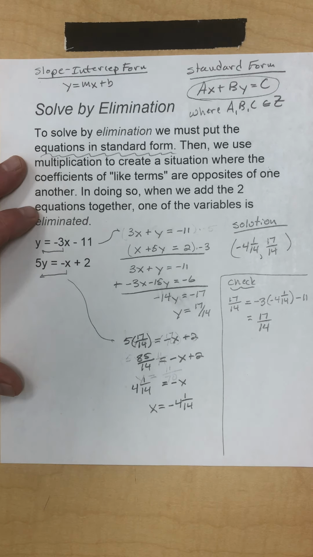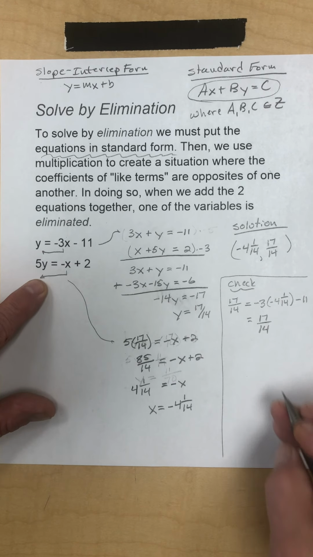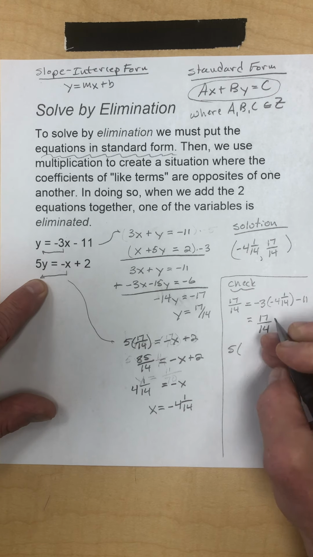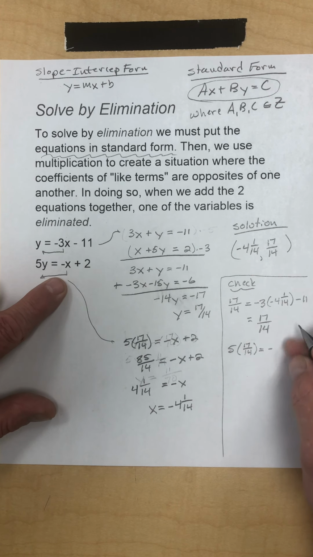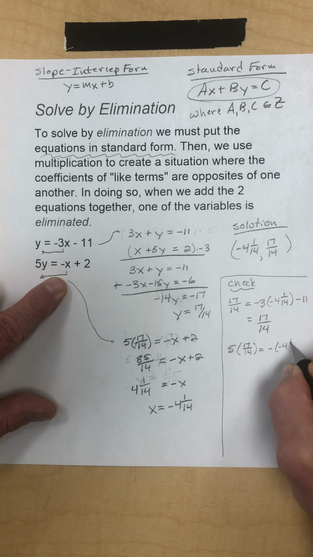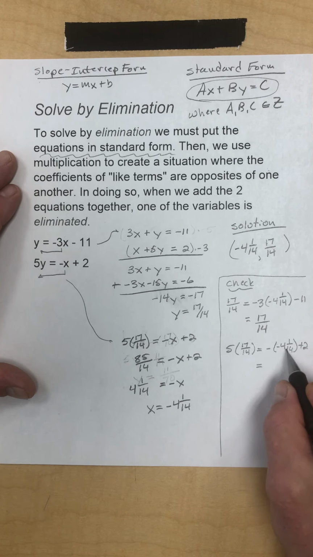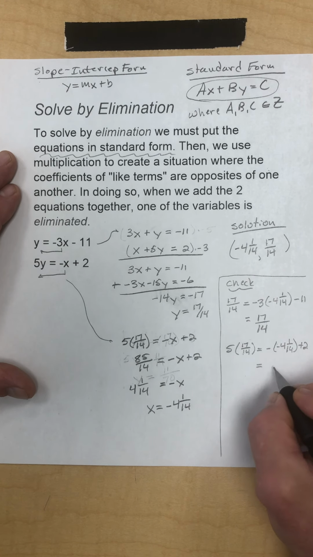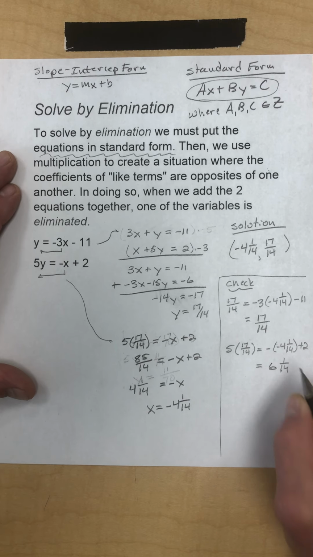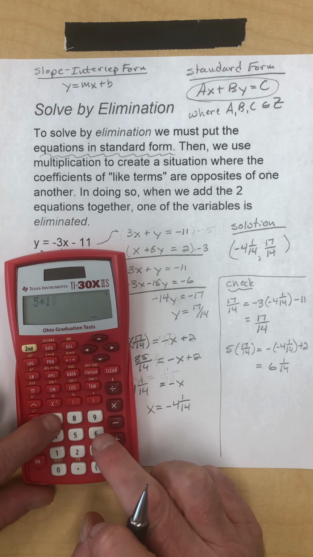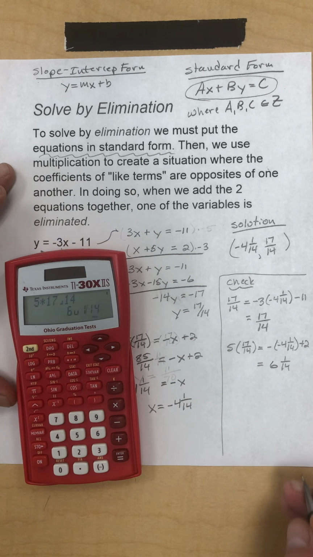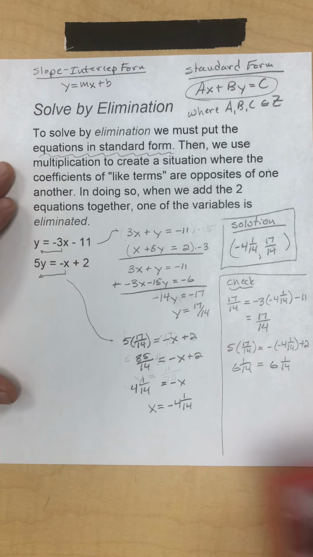So it works in the first one. Let's check the second one. So I would have 5 times 17/14 equals the opposite of negative 4 and 1/14 plus 2. Let's see the right-hand side. This would cancel each other off, so I'd have 4 and 1/14 plus 2, so that's 6 and 1/14. And then when I take 5 times 17/14, I get 6 and 1/14. So we should feel pretty good about that. We're okay there.